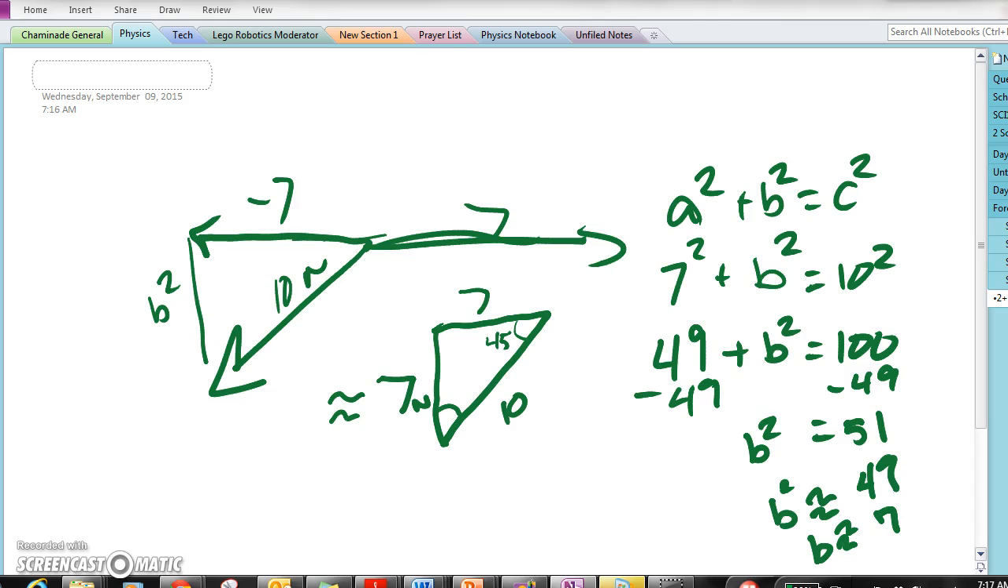Alright, I hope this helped. Use this to help you study and double check your answers for the practice problems I'm adding in.